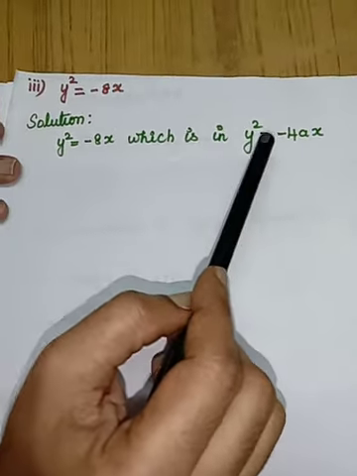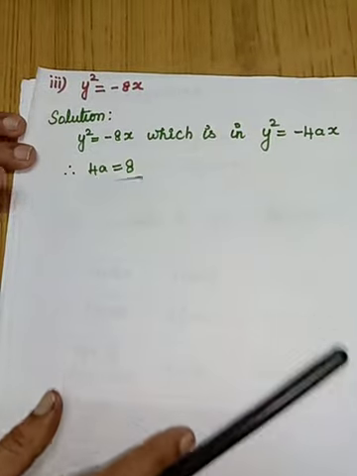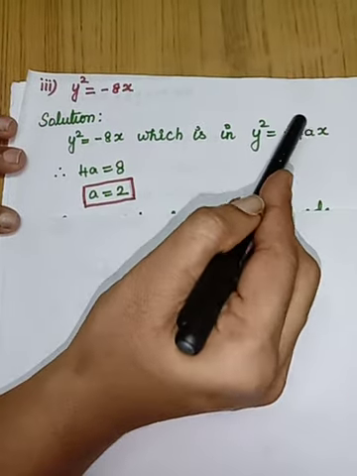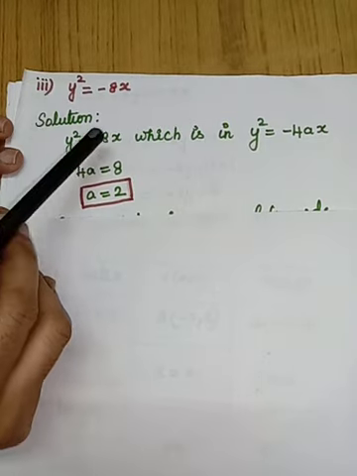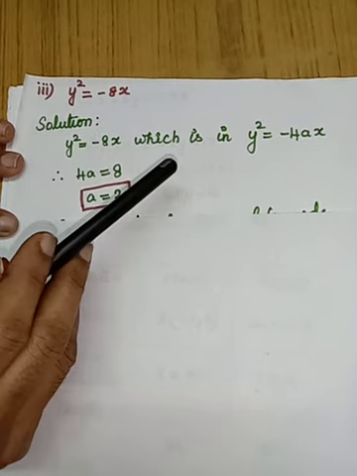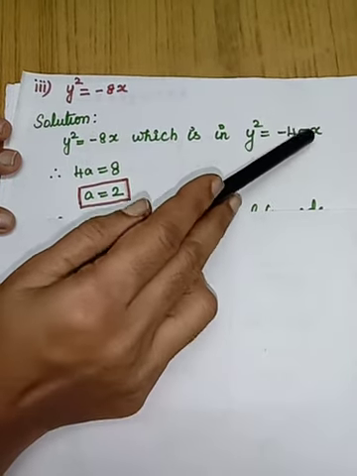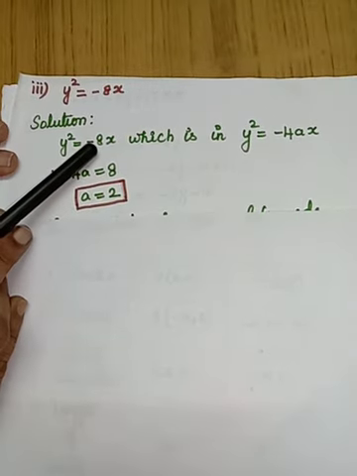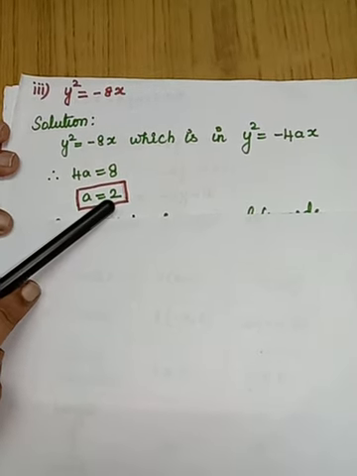Okay, so when you compare these two equations, in the place of 4a, what you are having? You are having 8. You should not write minus 8. Here also you are having minus. So in the place of 4a, you are having 8. So a is equal to 2.